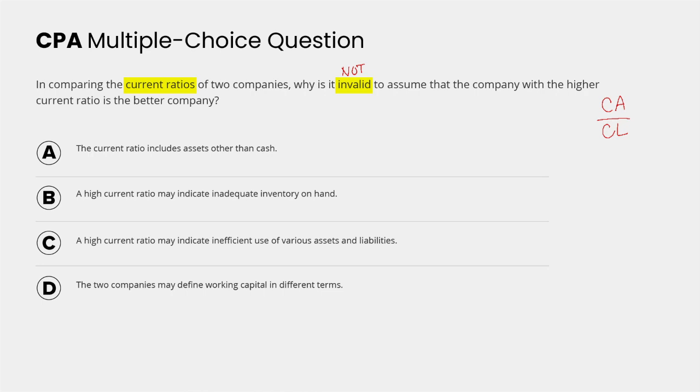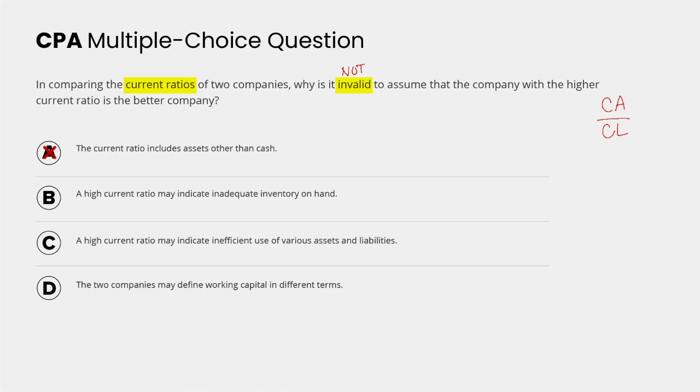So, which of these is a reason that we do not assume higher is better? The first choice says that the current ratio includes assets other than cash. Now, the current ratio includes all current assets, so we would include accounts receivable, inventory, marketable securities. The current ratio isn't really a measure of the composition of our assets. So that's not a good answer.